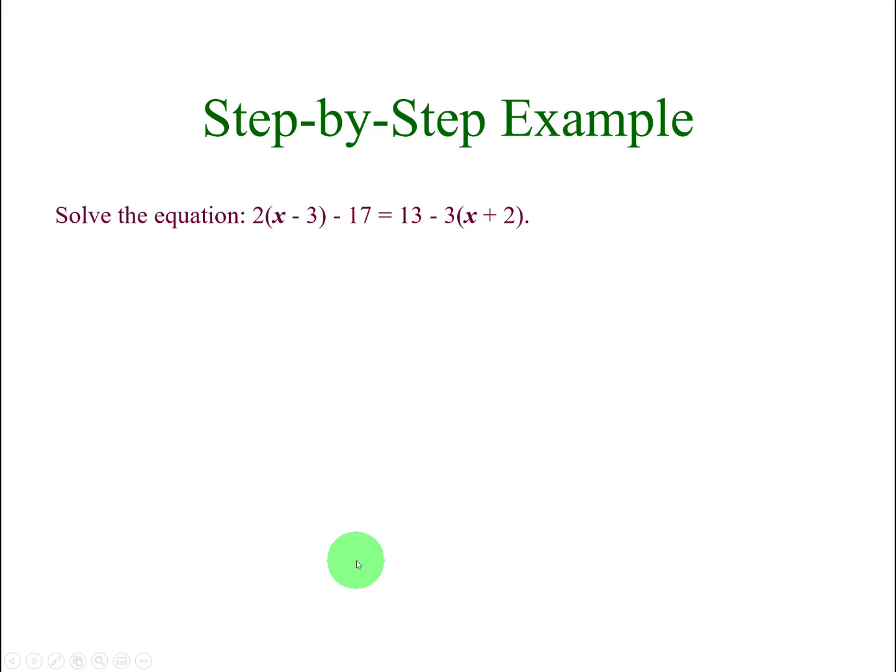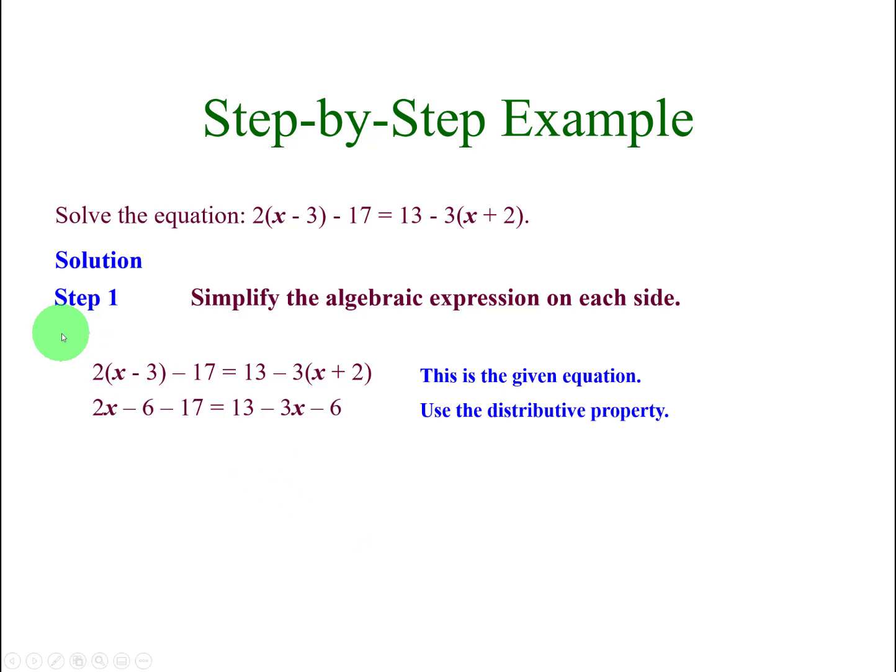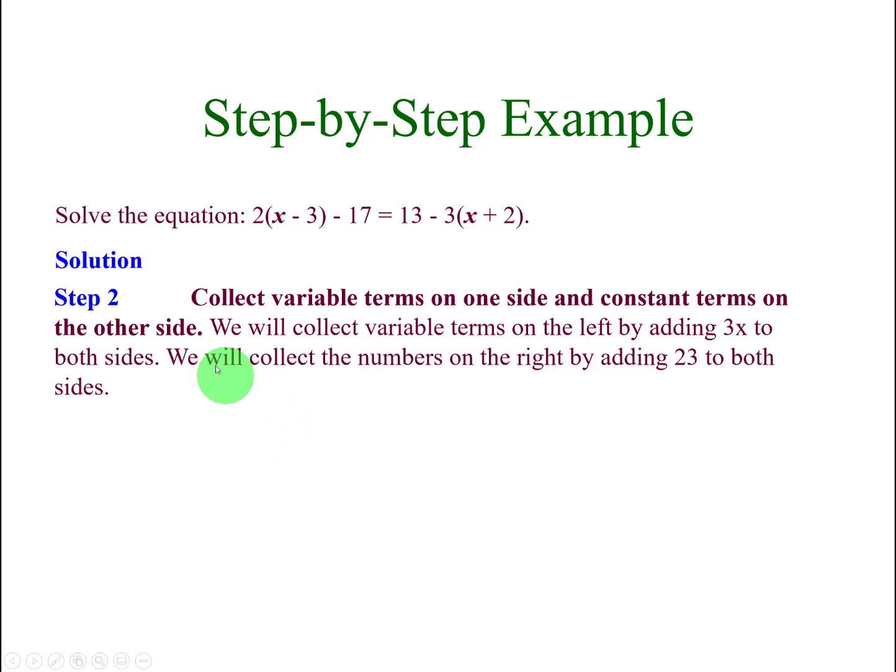So first thing we're going to do is simplify the algebraic expression on each side. So after I write down the problem on a sheet of paper, I'm then going to use the distributive law over here with the 2 and the negative 3. That's going to give me this right here, 2x minus 6 minus 17 equals what we have here. Then I'm going to combine like terms on both sides if possible.